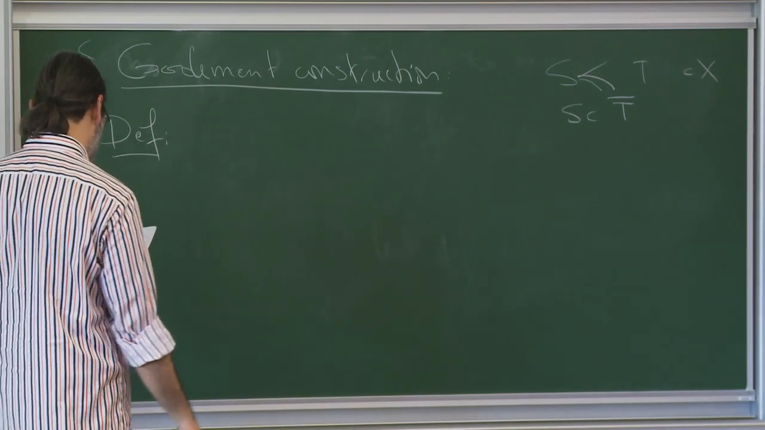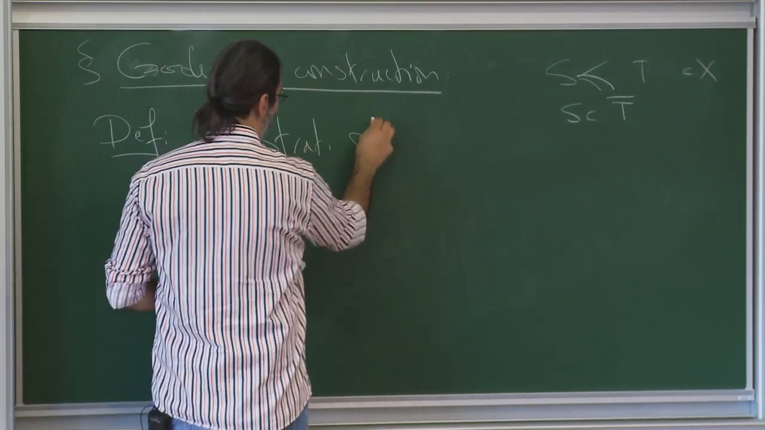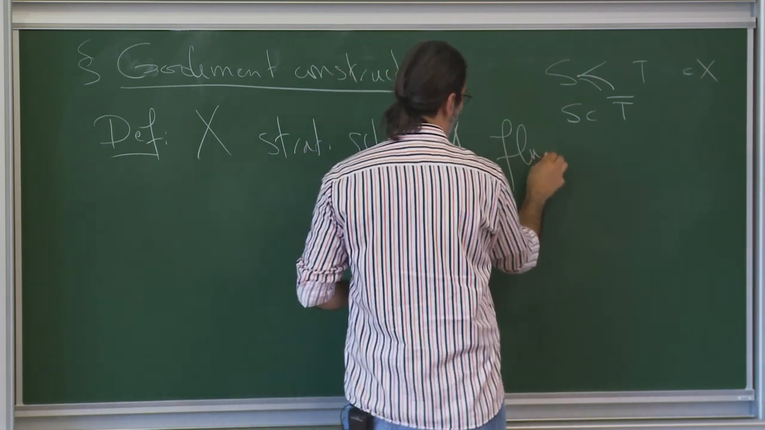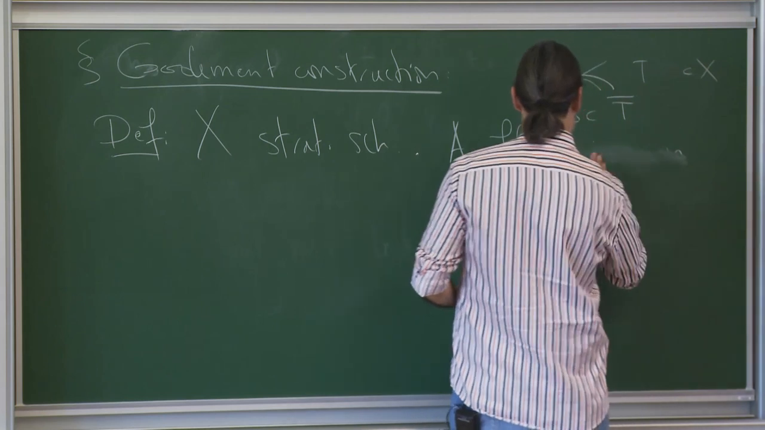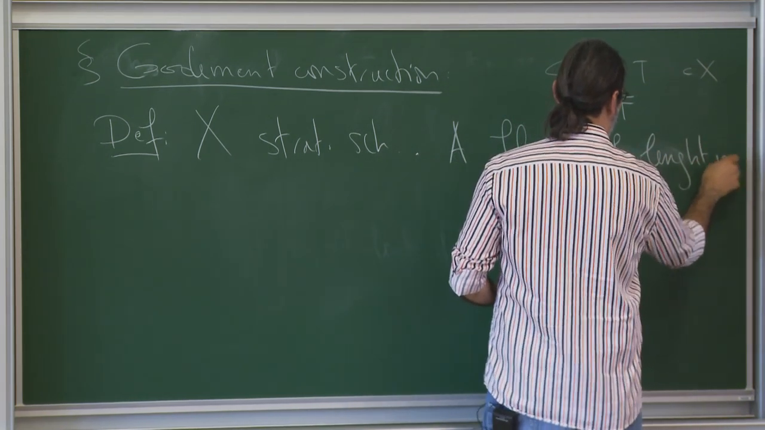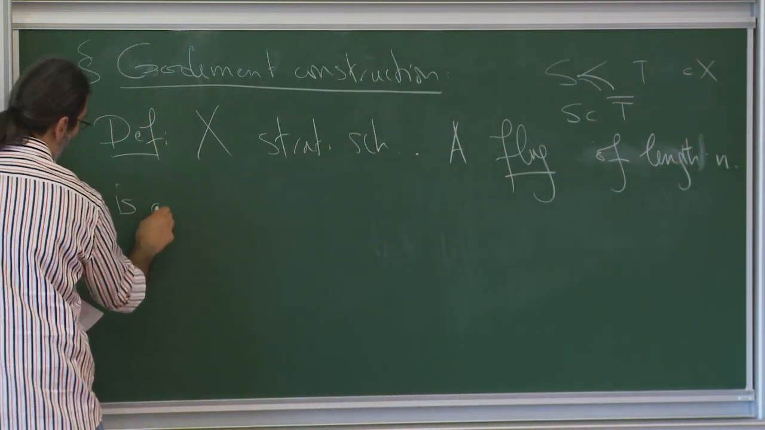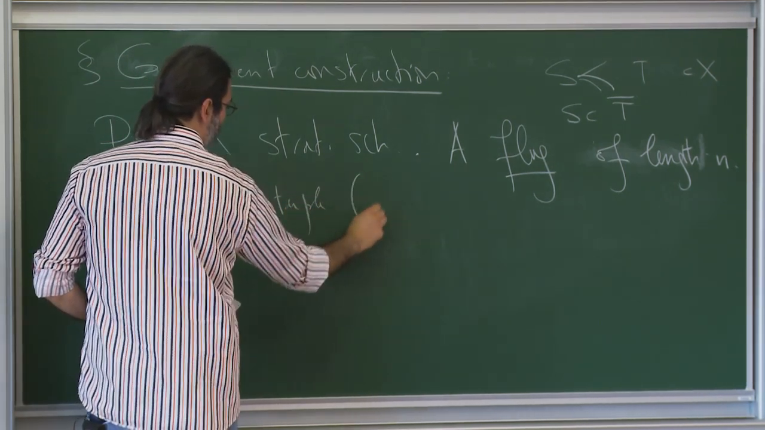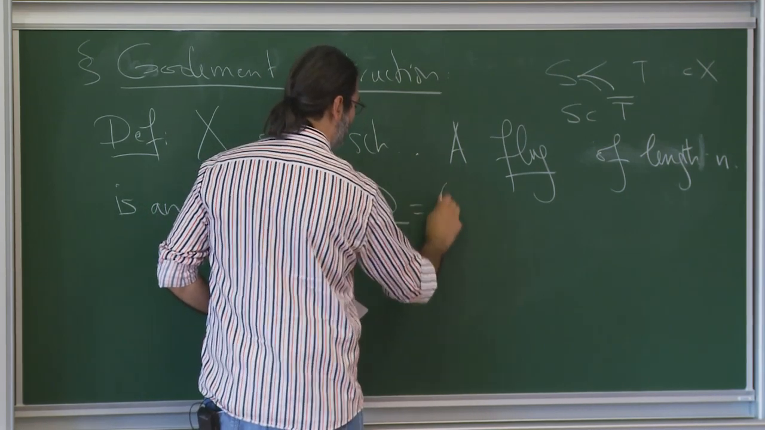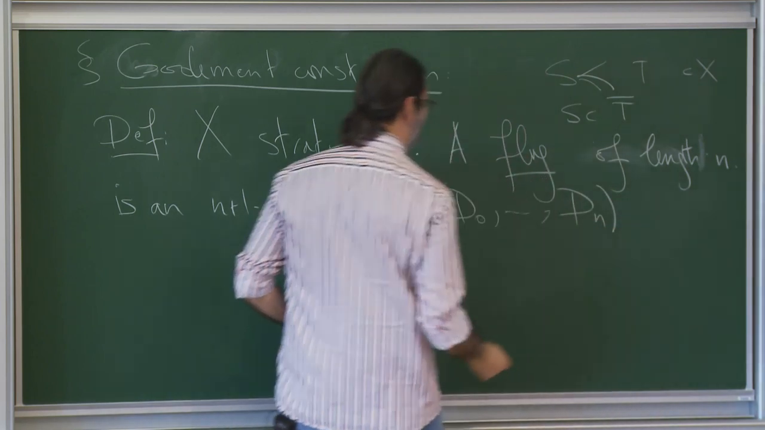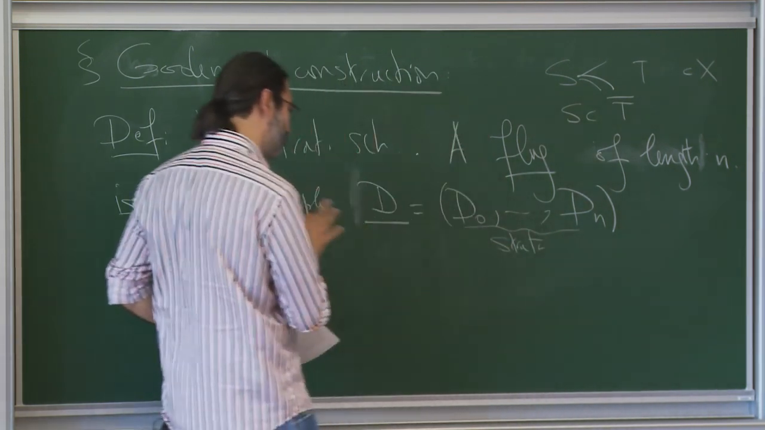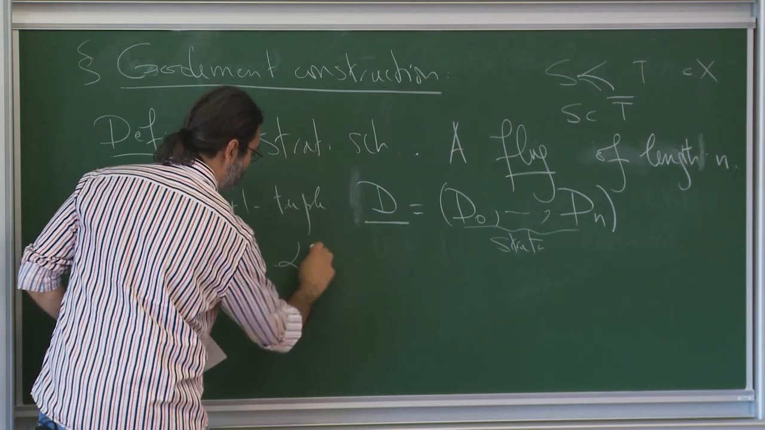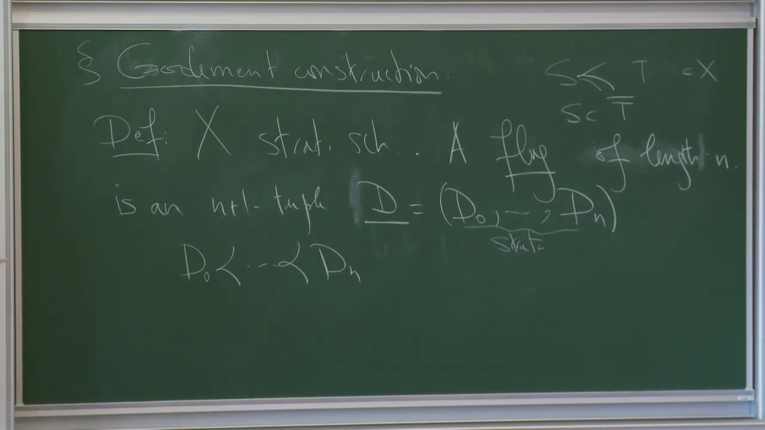I now introduce a notion of flag. So let's say X is a stratified scheme. A flag, of course with respect to the stratification, of length n is an (n+1)-tuple, I wrote D underlined, consisting of D0 up to Dn. And these are strata. So D0 to Dn are strata, and each one contains the closure of the previous one, and they are in increasing order. And this is strict now, I don't want repetition. Okay? This is a flag.